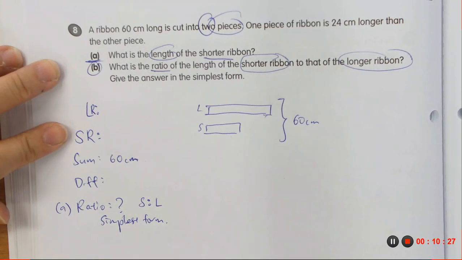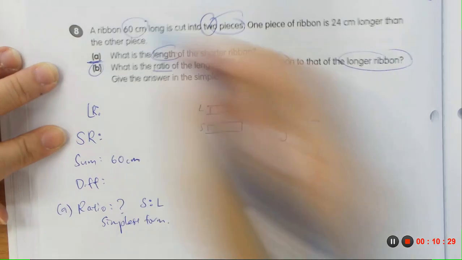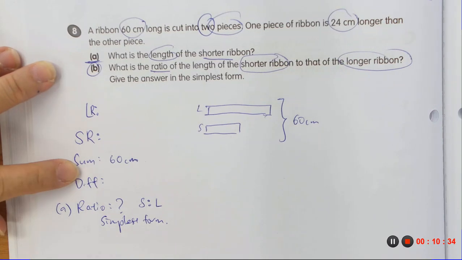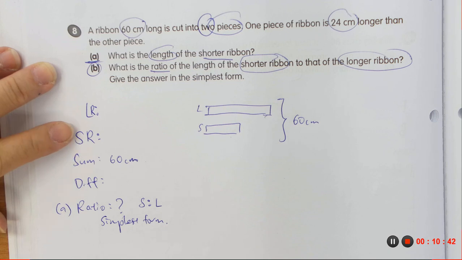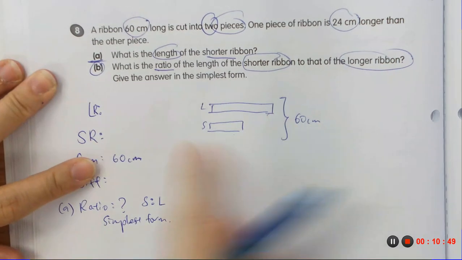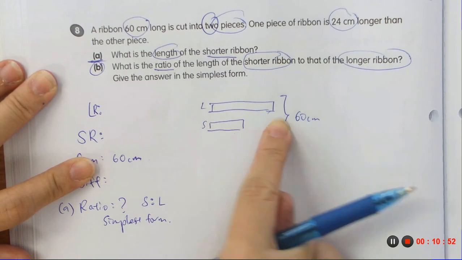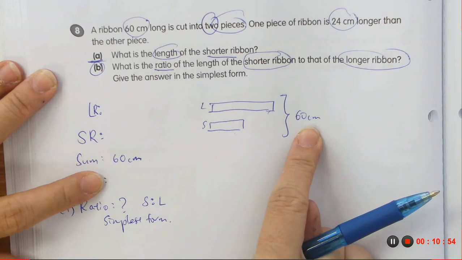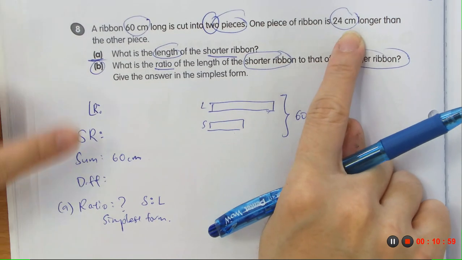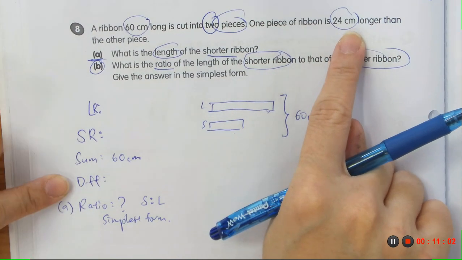Okay, then you have another number. The other number is 24 centimeter. Is it the longer ribbon, the shorter ribbon, the sum or the difference? You have another number that's given. You have 60, just now we discussed. 60 is sum because it's the whole ribbon then chopped into two. So the 60 is the sum, okay? Then you have another number that's 24. Is 24 centimeter the longer ribbon, the shorter ribbon, or the difference? Difference. Thank you. It's the difference.